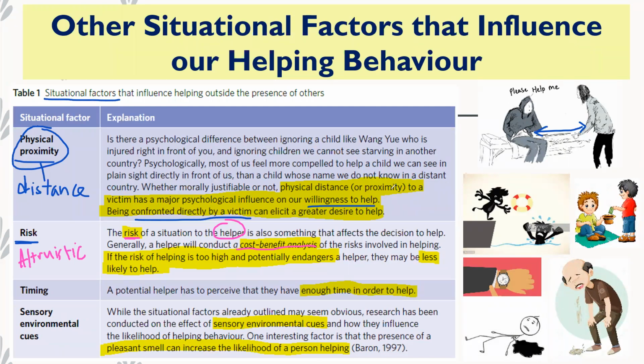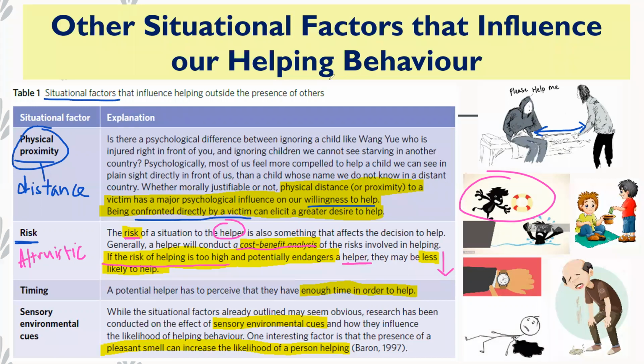So then I might say, I can't help this person because the costs of helping this person outweigh, or are more than, the benefits of helping this person. And so I might then call someone else to come and help. For example, I might call a lifeguard, or I might call someone who can swim, who is a good swimmer. The basic idea here is that if the risk of helping is too high and could potentially be dangerous to you as the helper, you will be less likely to help.